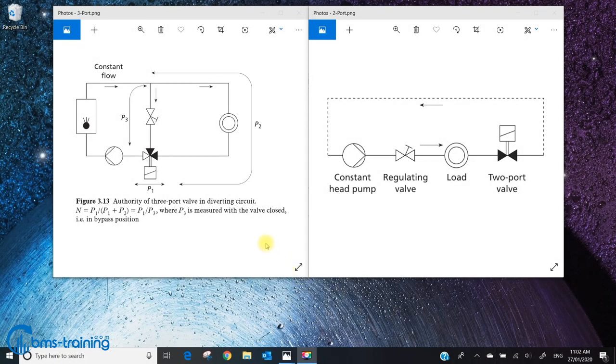Now, we will start with the valve authority calculation for three-port control valves. This is how we sized control valves in the 80s and 90s when we didn't have two-port valves and we either didn't have variable speed drives or they were too expensive. It says over here that N, which is valve authority, equals P1 divided by P1 plus P2. P1 is the pressure drop across the fully open control valve and P2 is the pressure drop across the coil. Now the great thing is that we have all that information. We have the flow rate of the coil and we have the pressure drop across the coil. So in the olden days, it was very easy to size three-port valves. All the variables that were needed in the equation were provided to us.